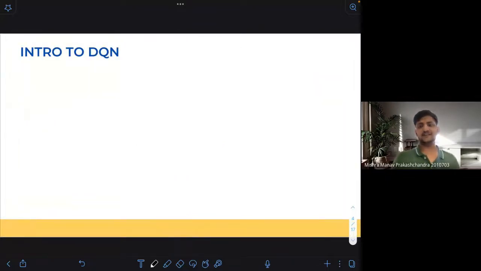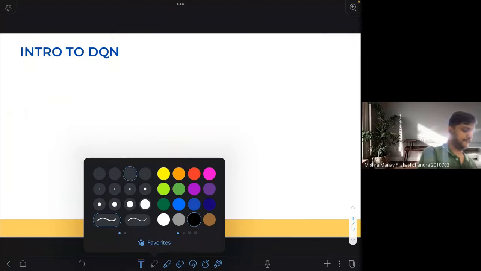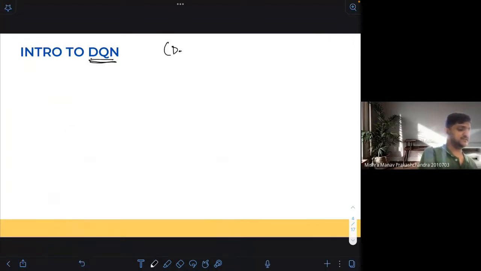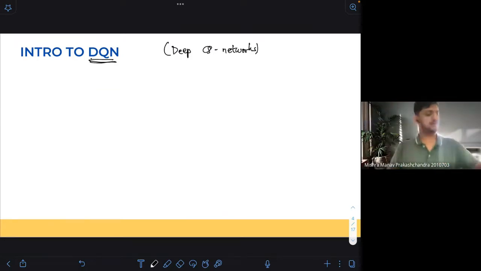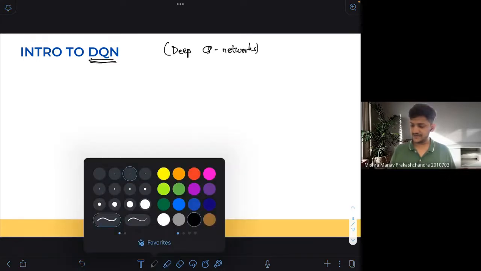We'll start off with the introduction to DQN networks. DQN stands for Deep Q Networks. So far we have studied Q learning, and as we move towards deep RL, we would like to look at how deep Q learning works. Before that, it's only fair if we do a quick revision of what has been covered in Q learning so far.